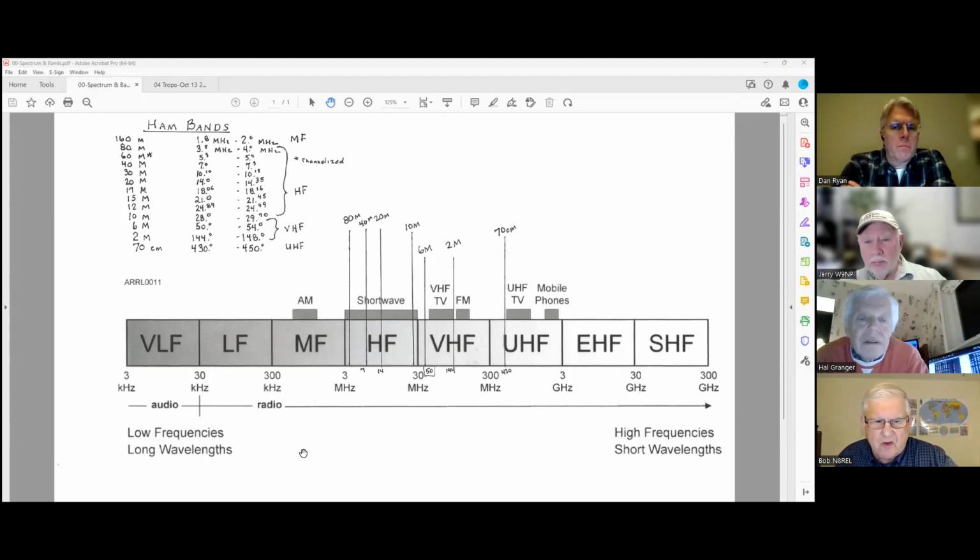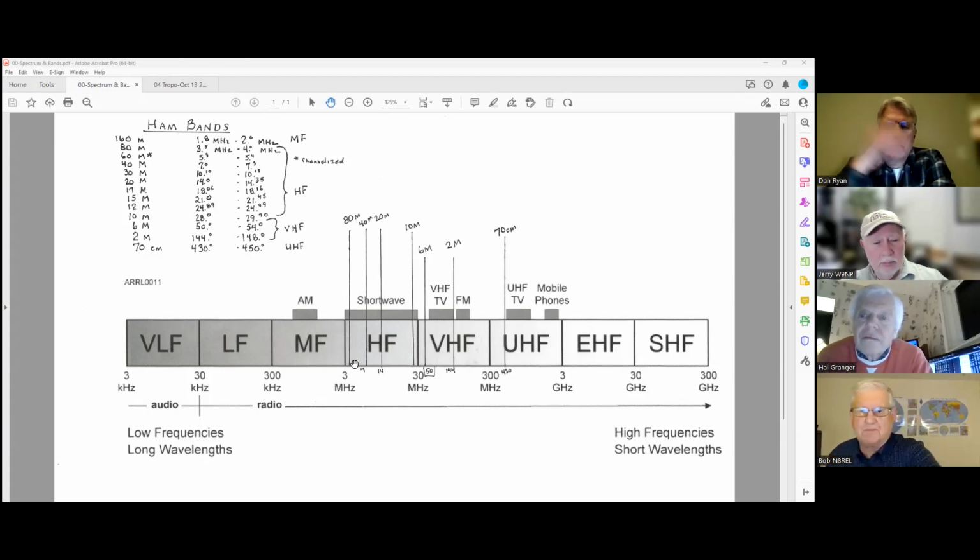What else do I need to tell you about this? That should do it. But keep those three ranges in mind. Just remember that VHF is 30 to 300 megahertz, and then you can figure out the others.